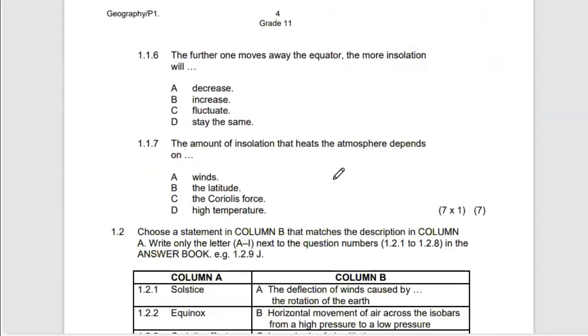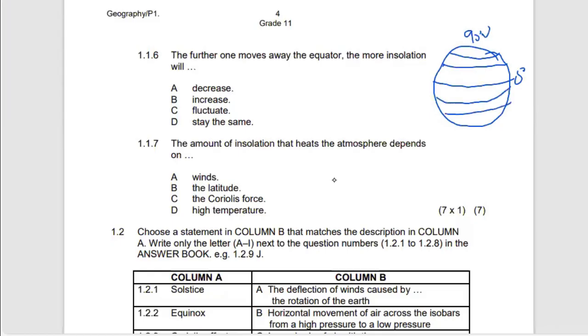Number 1.16, it says, the further one moves away from the equator, the more the insolation will. If you're moving away from the equator, remember the equator is the low latitude, which is 0 degrees. Let's say we have 30, we have 60, and we have 90 degrees to the north. And we also have 30, 60, and 90 degrees to the south. So this is the equator. What happens to the insolation as you move away to the subtropical, to the subpolar, and to the polar, and also as you move towards the north?